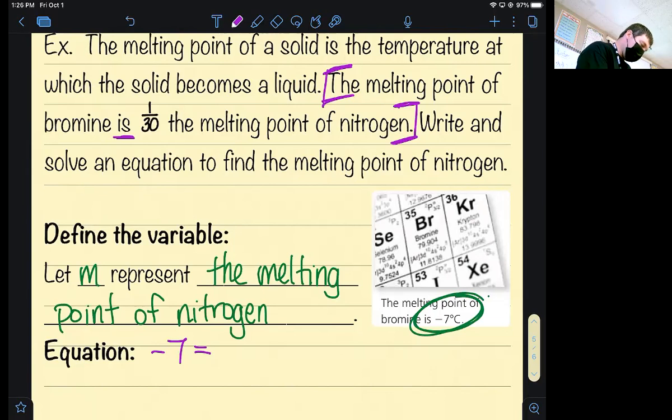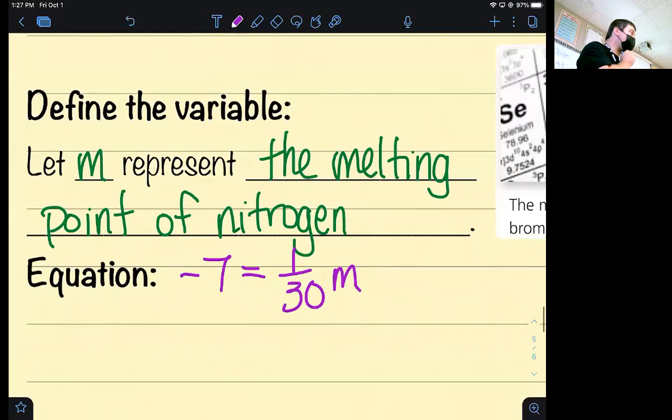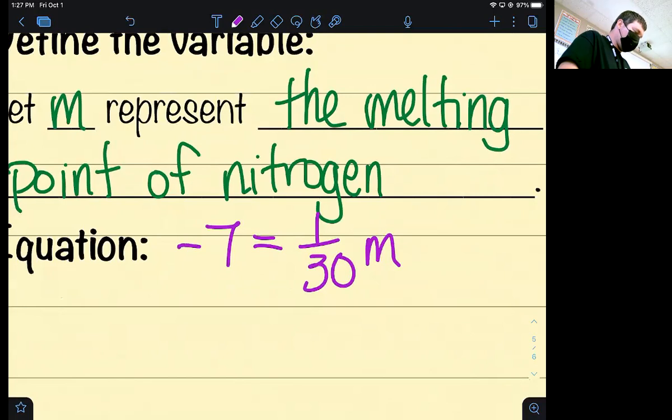And then it says 1/30 the melting point of nitrogen. If I want to find what 1/30 of that melting point is, I'm going to multiply the melting point of nitrogen by 1/30. I don't know what the melting point of nitrogen is, but Lizzie said, let's use the letter M to represent it. Okay, so 1/30 M. So there's our equation. The 1/30 is being multiplied.